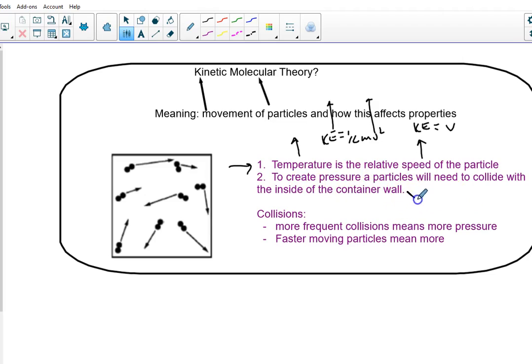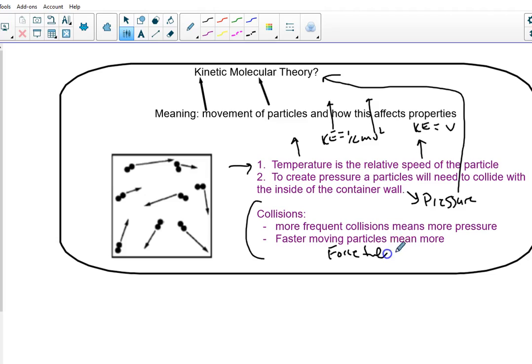So anytime you're trying to deal with pressure, if you're ever trying to explain pressure using what we call the kinetic molecular theory, you need to specifically talk about this guy right here. Collisions. More frequent collisions means more pressure. Faster moving particles means more aggressive or more forceful collisions. Forceful collisions, and that's important as well.